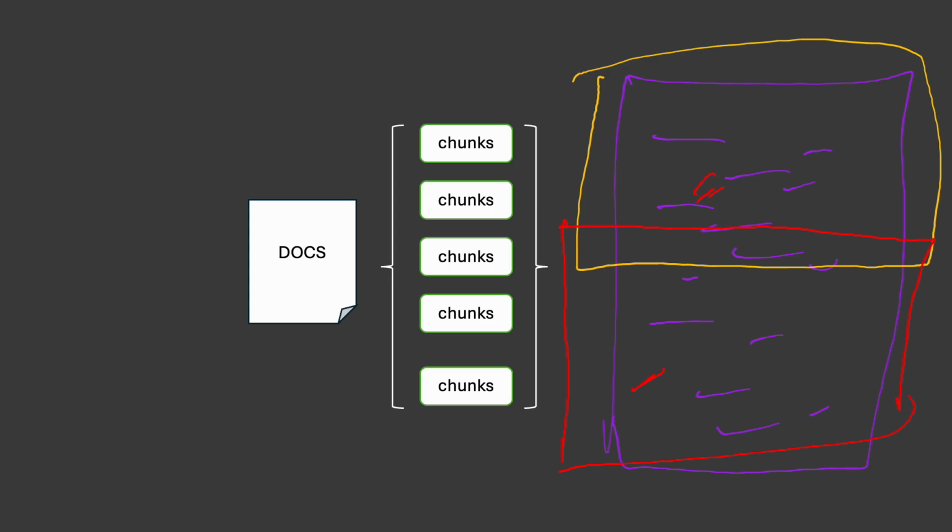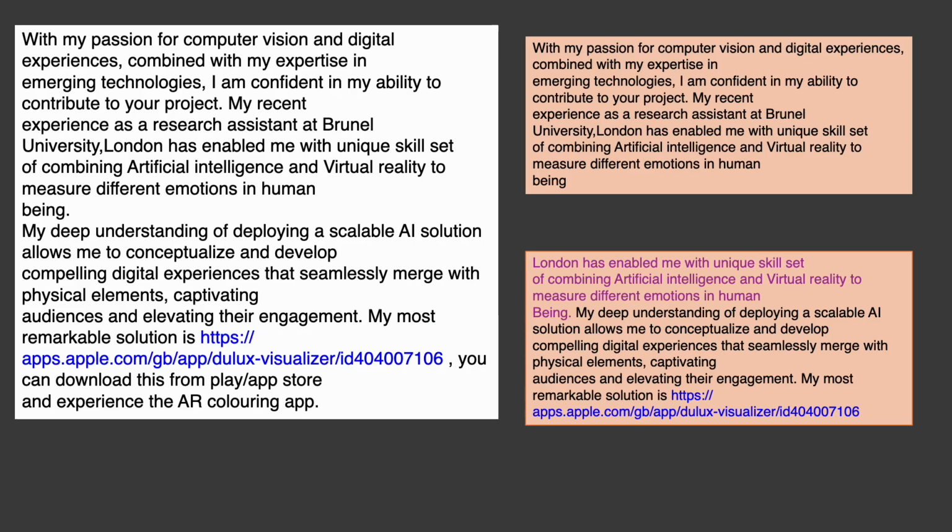Now let me give you a more live example. Suppose this is a PDF file in front of us. It's basically the summary of my resume, with my passion for computer vision and digital experience combined with my expertise, blah blah blah and all. So let's suppose there is this PDF content in front of us, and in our code we have decided we want two chunks out of it. So the first chunk would be this.